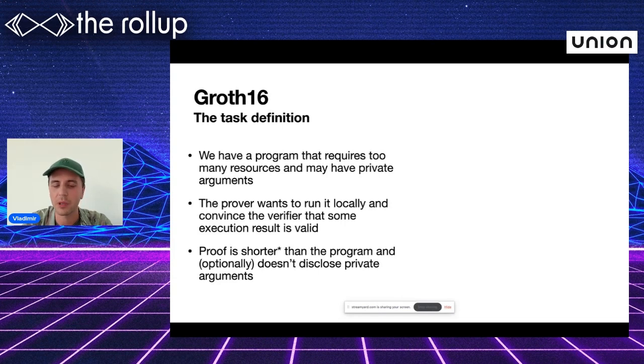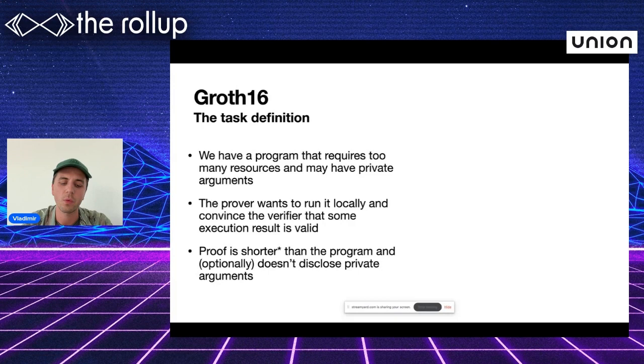So the problem is the following. We have a program that requires too much resources to compute or may have some private arguments. And the prover wants to execute the program locally and present a proof to the verifier that will convince them that this execution was indeed correct. The third and maybe the most important requirement is that this verification step should take less time than the execution of the program itself, and the proof must be shorter than the program.